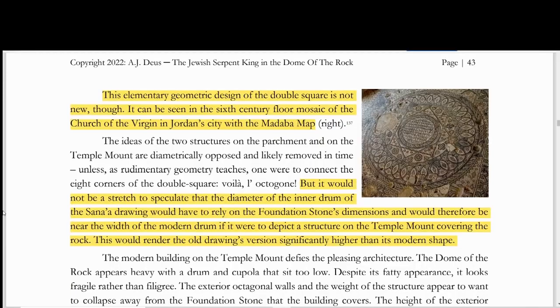The ideas of the two structures on the parchment and on the Temple Mount are diametrically opposed and likely removed in time, unless, as rudimentary geometry teaches, one were to connect the 8 corners of the double square, voila, l'octagon. But it would not be a stretch to speculate that the diameter of the inner drum of the Sana's drawing would have to rely on the foundation stone's dimensions, and would therefore be near the width of the modern dome if it were to depict a structure on the Temple Mount covering the rock. This would render the old drawing's version significantly higher than its modern shape.